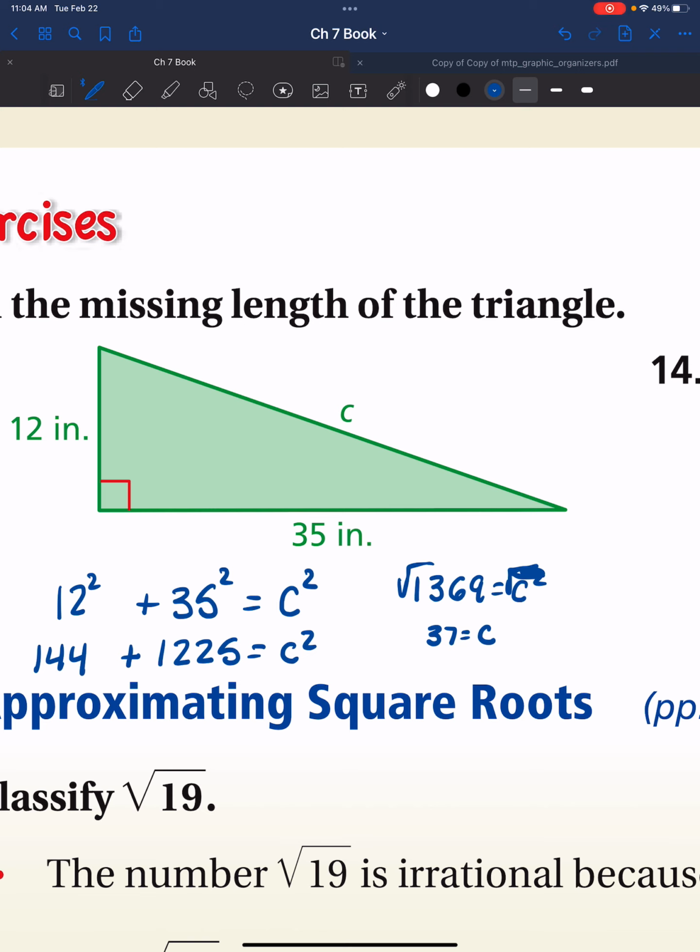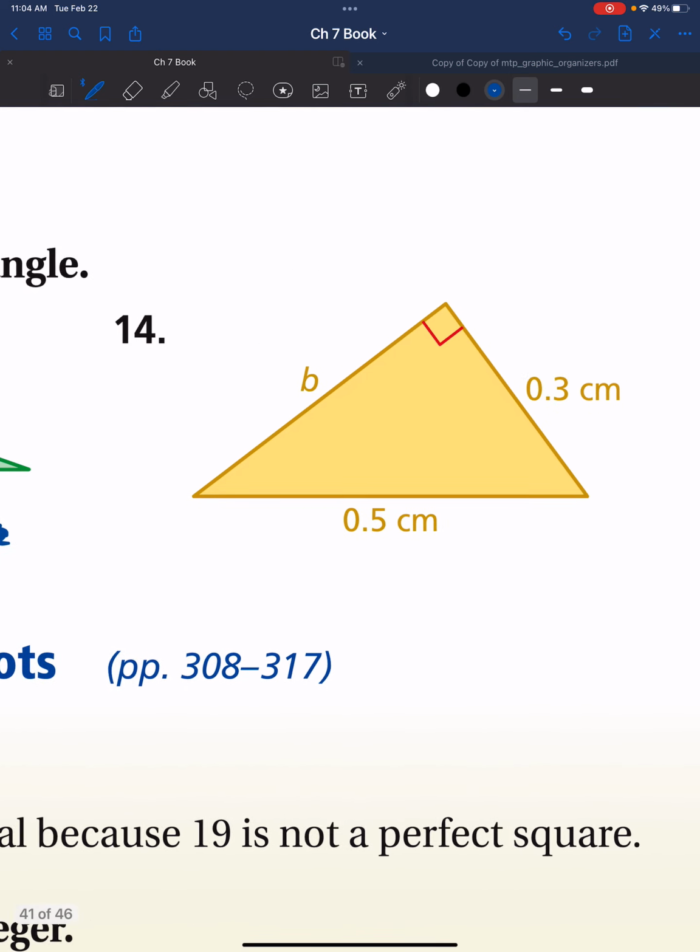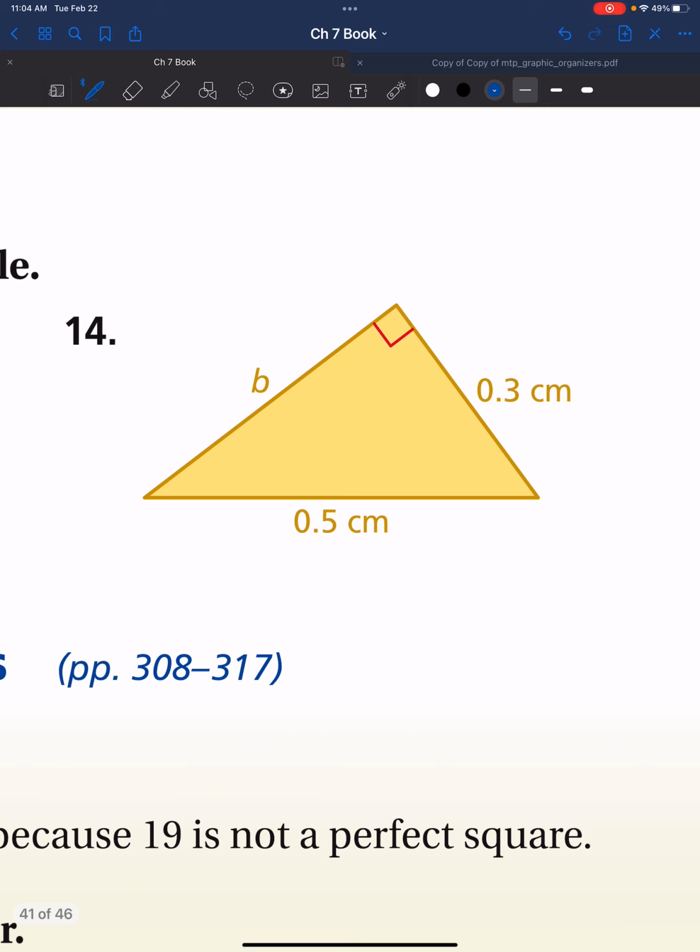All right, 14. Who's missing on 14? A leg. Okay, so to set up my equation, I'm going to have 0.3 squared plus b squared equals 0.5 squared. And those of you who were wondering, how did they know that b wasn't the hypotenuse? Well, the hypotenuse is always directly across from the right angle. The right angle is pointing towards the hypotenuse all the time. That's a smart way to think of it. That way it won't trip you up and make you think that the hypotenuse is missing.